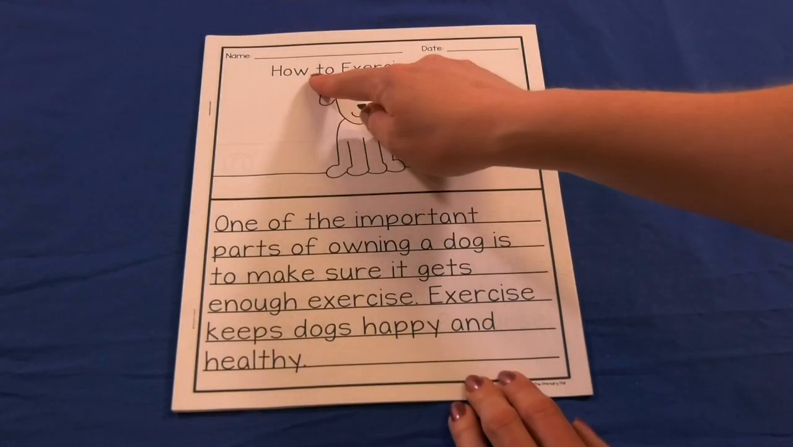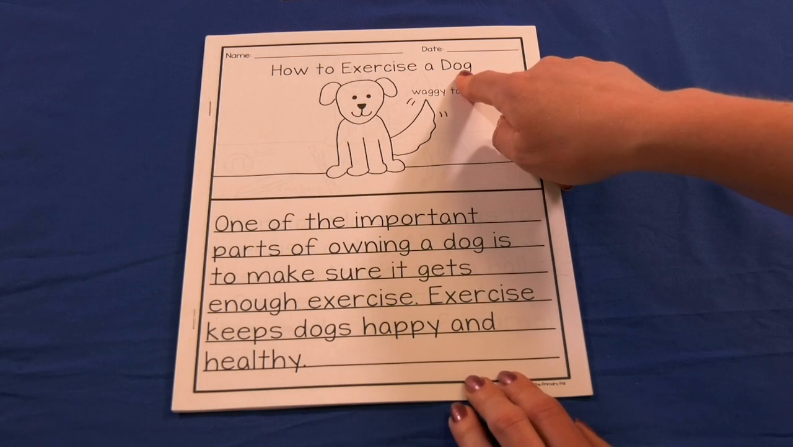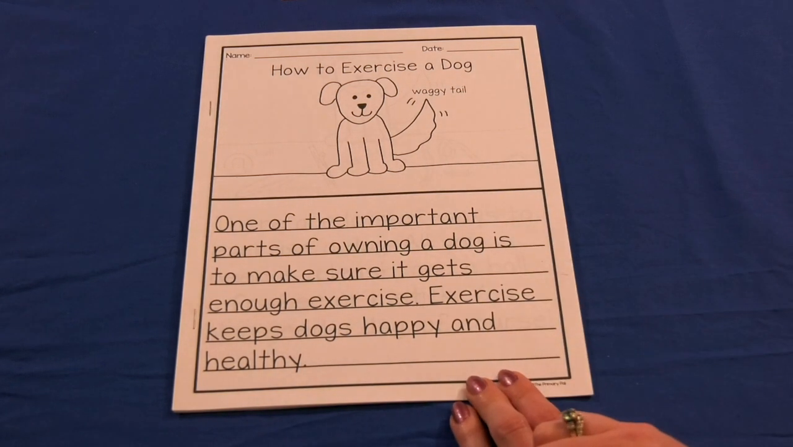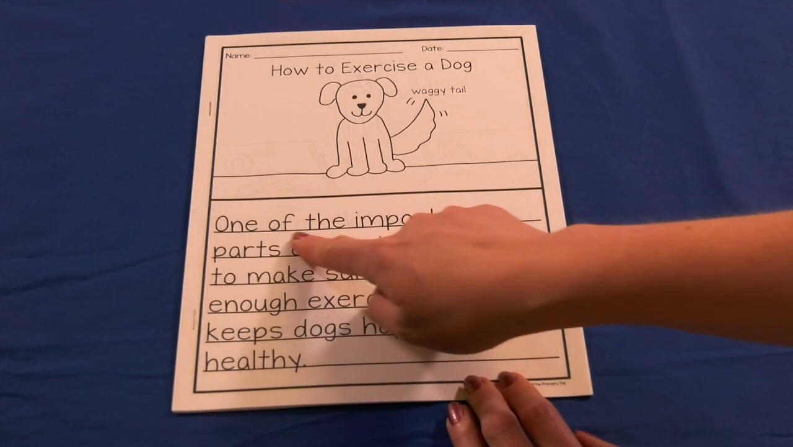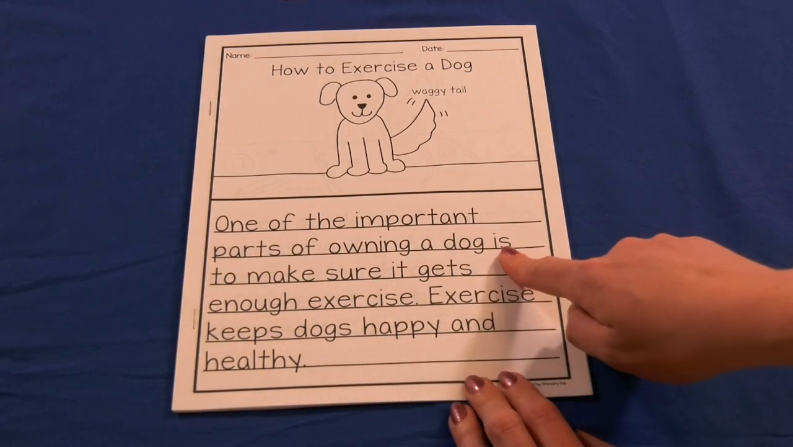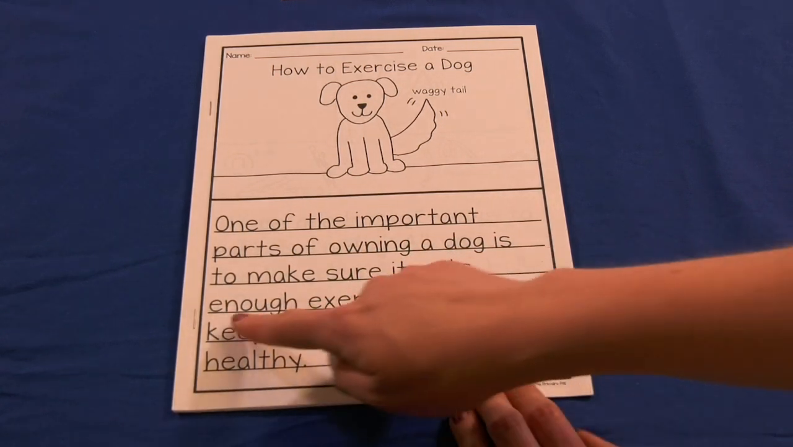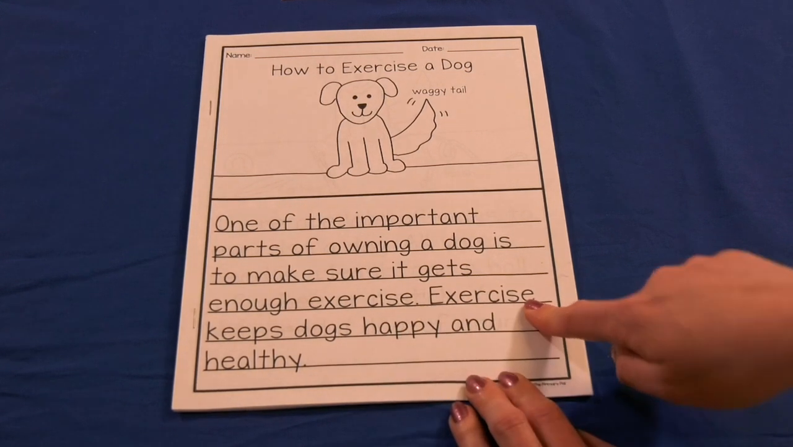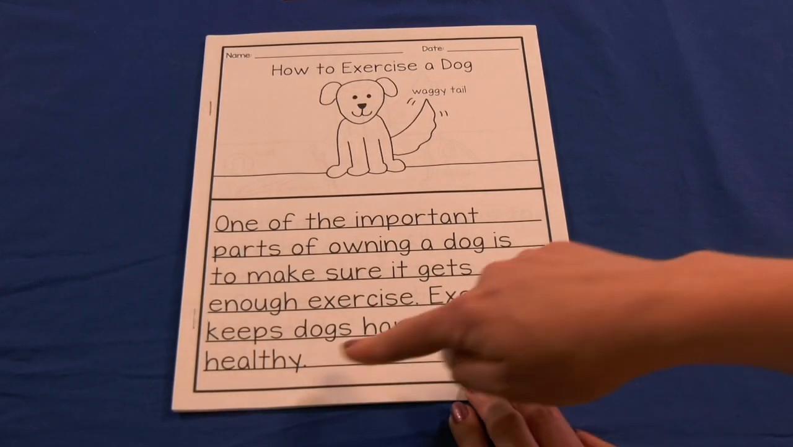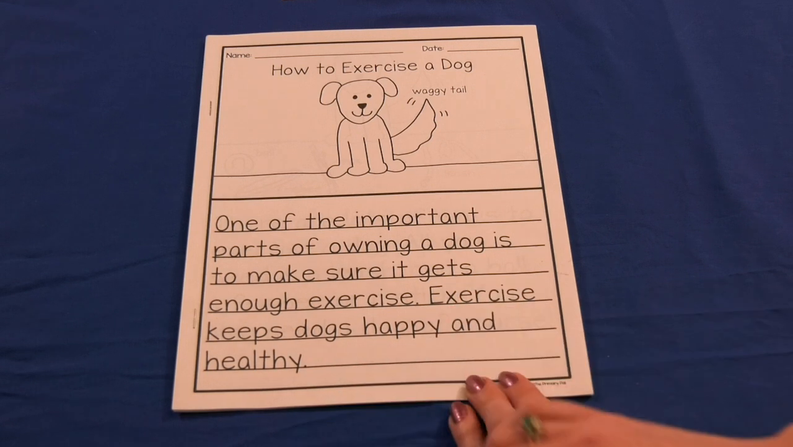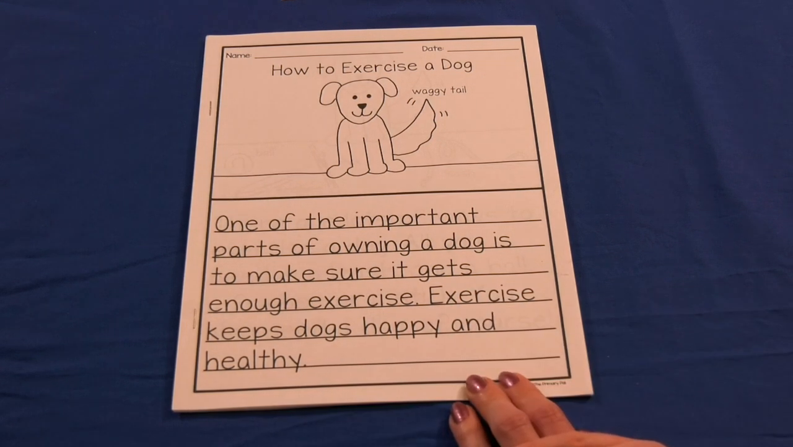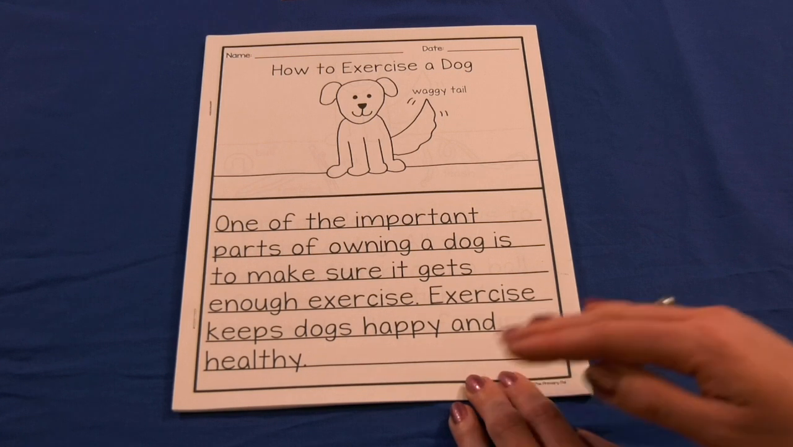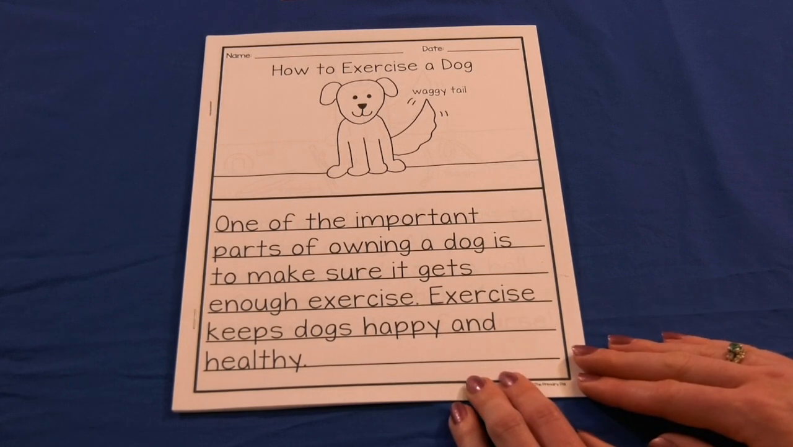What about this one? This book is called How to Exercise a Dog. As I read the introduction, think about if it is a give information type of introduction or an ask a question type of introduction. One of the important parts of owning a dog is to make sure it gets enough exercise. Exercise keeps dogs happy and healthy. That sounds to me like a give information type of introduction. It doesn't have a question, but it does let my reader know this book will be about ways to exercise a dog.